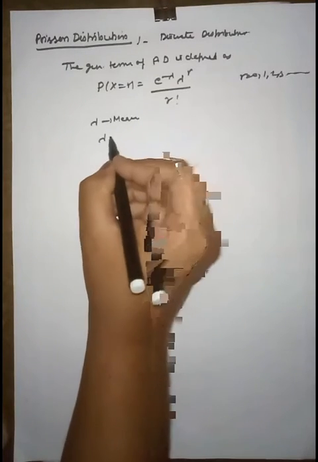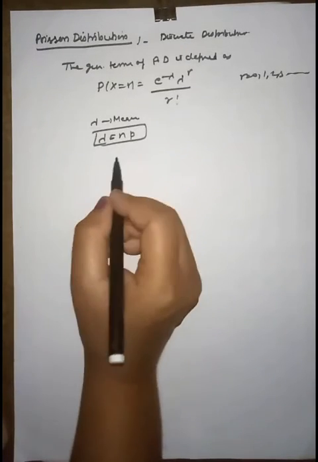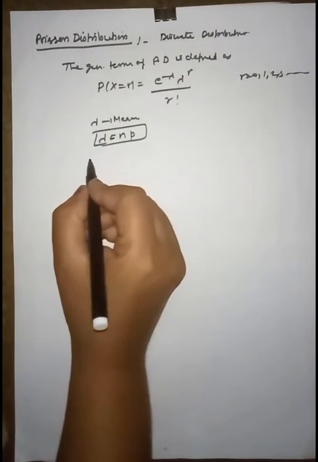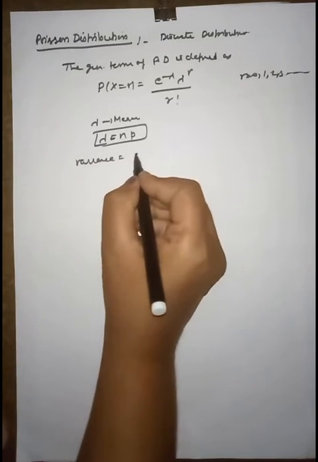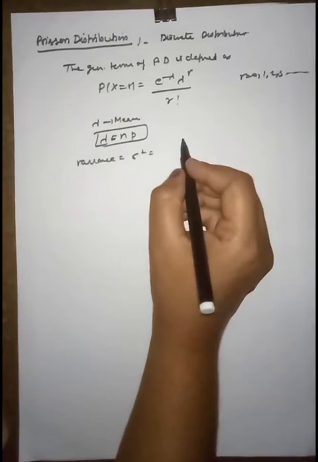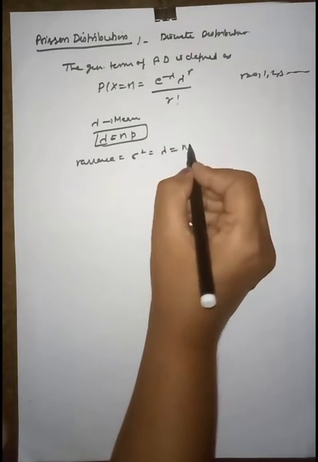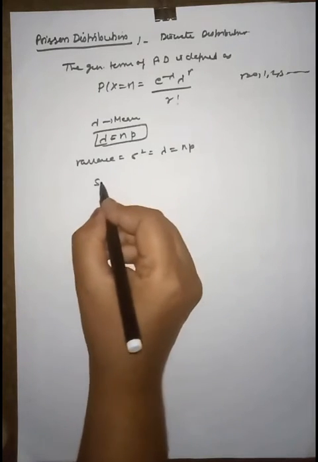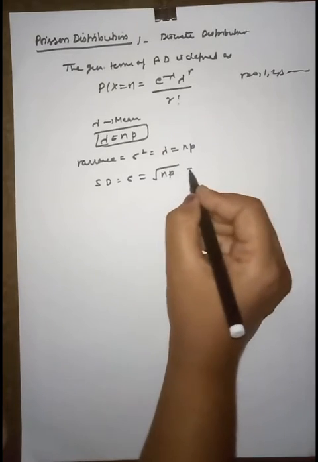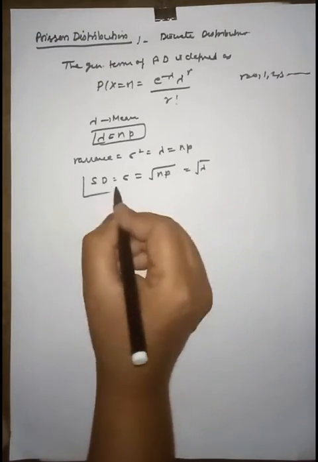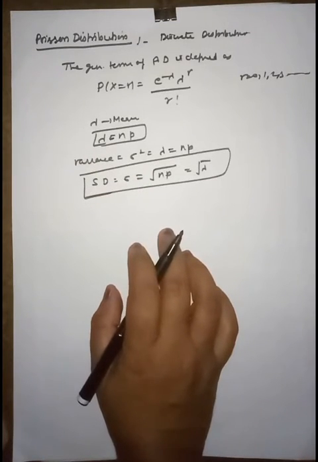Here the mean is the same as in the binomial distribution, and the variance, sigma square, is equal to the mean, that is np. So the standard deviation, sigma, equals root of np, or you can say root of lambda. So this is the mean, variance and standard deviation of the Poisson distribution.